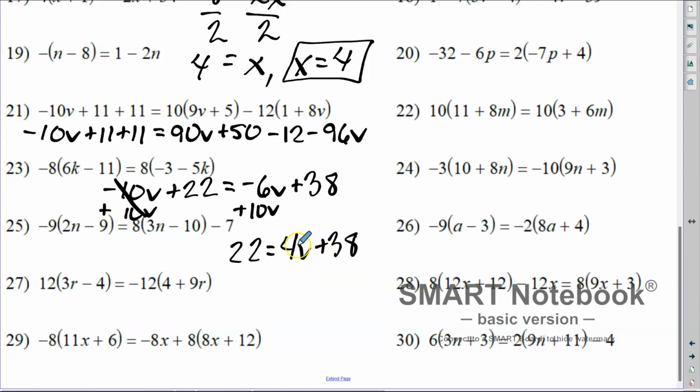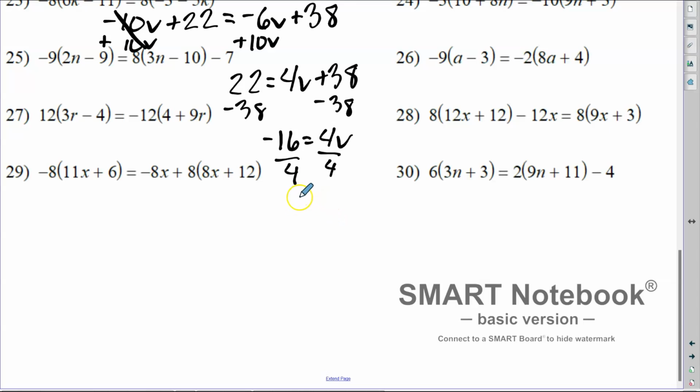And now my focus is v, to get it all by itself. So the opposite of plus 38 is minus 38, which gives me minus 16 equals 4v. And the opposite of multiplying by 4 is dividing by 4. So that means I get negative 4 equals v, or v equals negative 4.